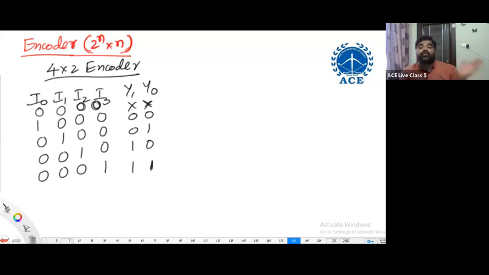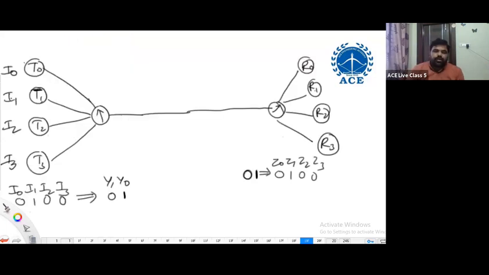But if inputs are not mutually exclusive, that means more than one input is 1. How are you going to encode? Now the concept is helpful. When inputs are mutually exclusive, only one input is 1 at a given instant of time. Now I'm saying that more than one input is 1. That is indicating more than one transmitter is enabled.